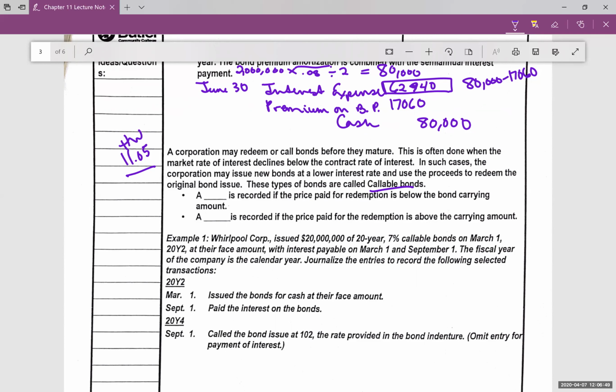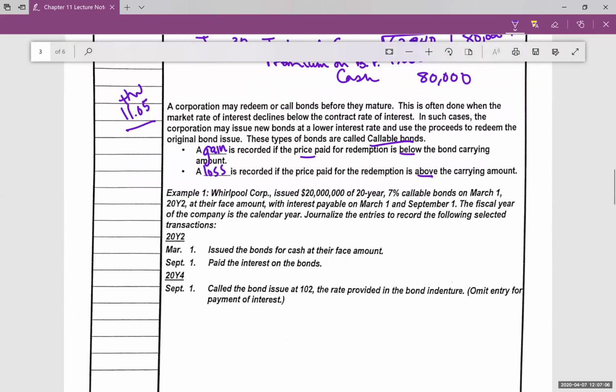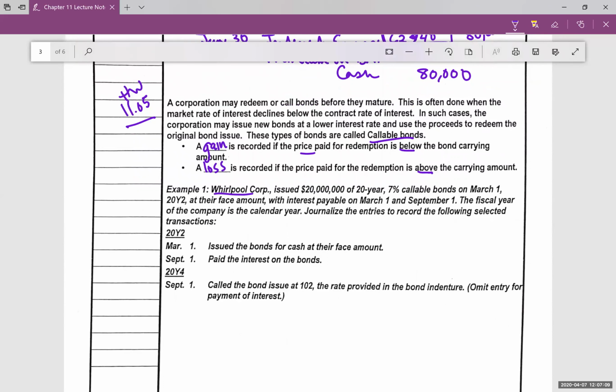Okay, this first blank is a gain is recorded if the price paid is below the bond carrying amount, and a loss for a company is recorded if the price paid for the redemption is above the carrying amount. Okay, so here's our company. It's Whirlpool. They issued a $20 million 20-year 7% callable bond on March 1st at their face amount. So we don't have to worry about discount or premium here, with interest payments paid twice a year.